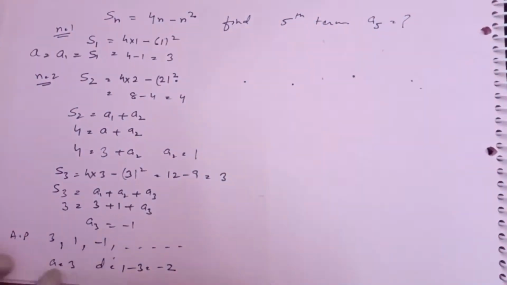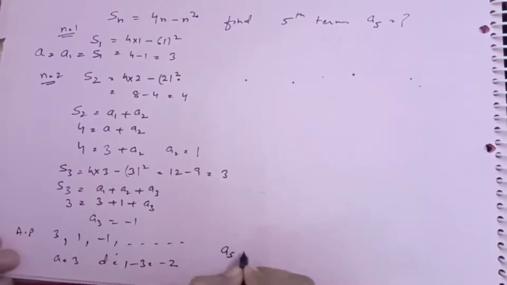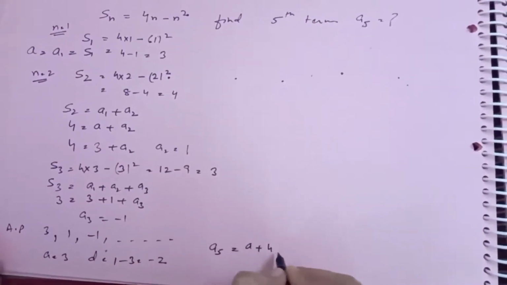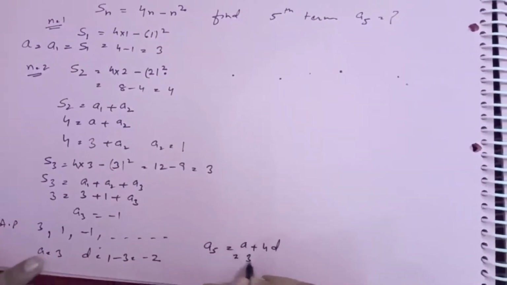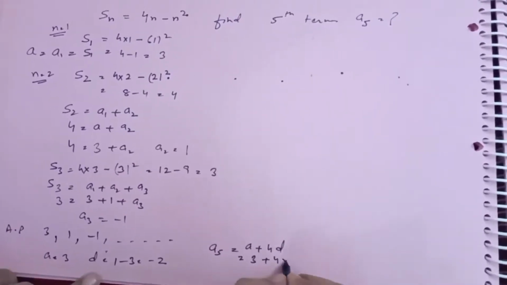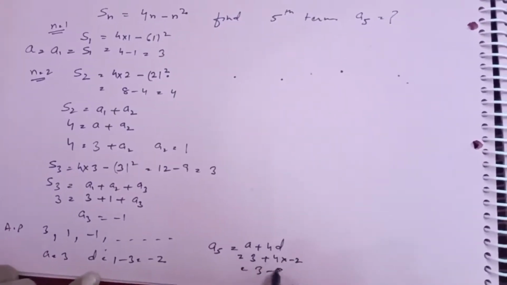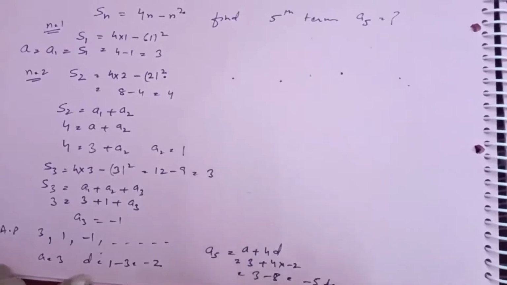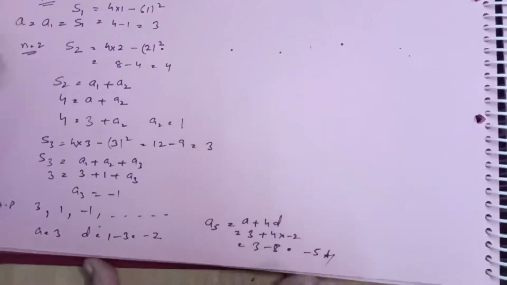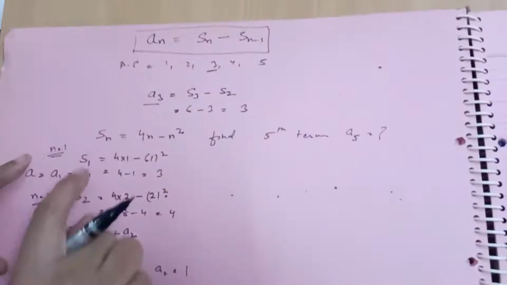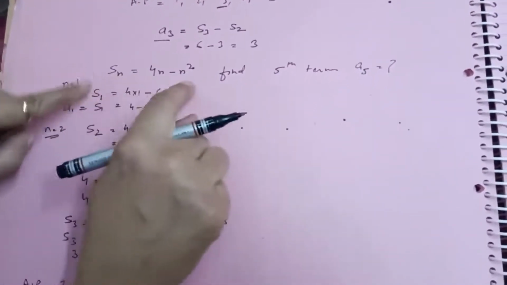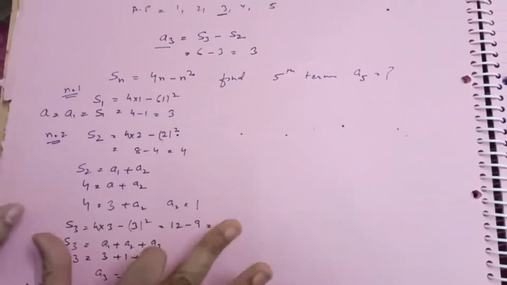So I can tell any term. Suppose they are asking A5. A5 क्या हो गया? A plus 4D. A ऑलरेडी आपका 3 है, प्लस 4 इंटू D क्या है आपका? -2. तो 3 minus 8 equal minus 5, answer. Okay, again I am telling you, this is another way formula. Also I am telling you how to explain sum of n terms. It is given. This is much easier. Student they like this way.